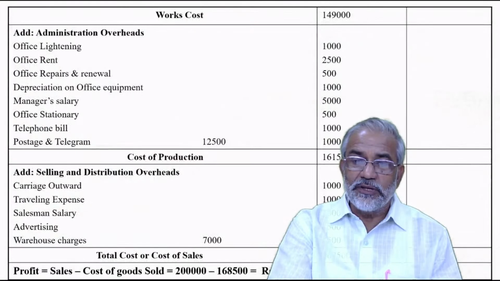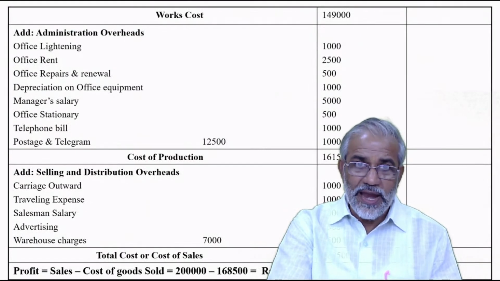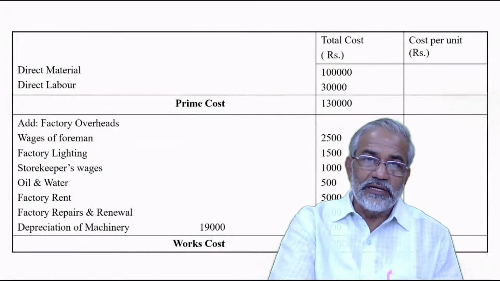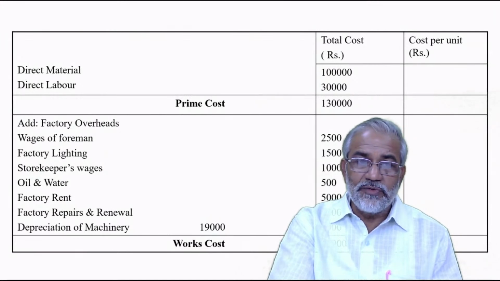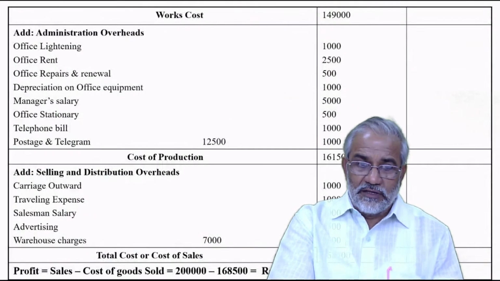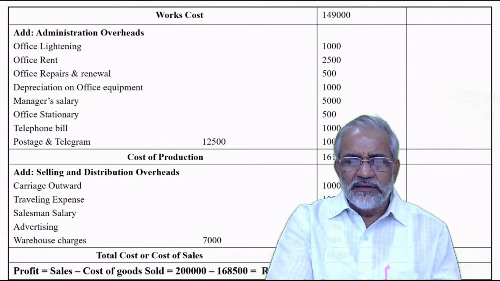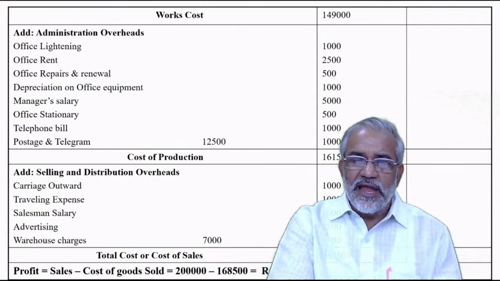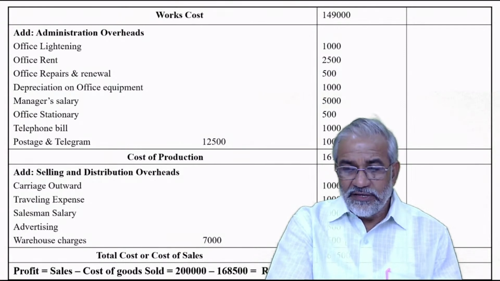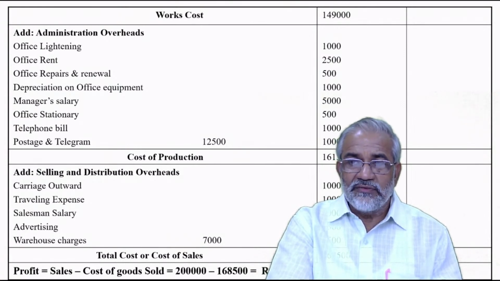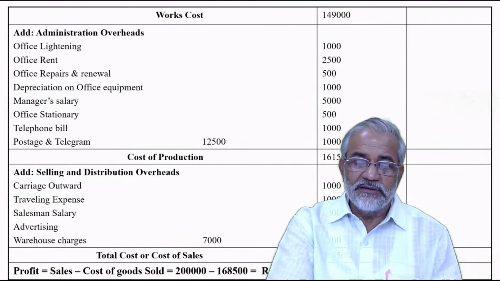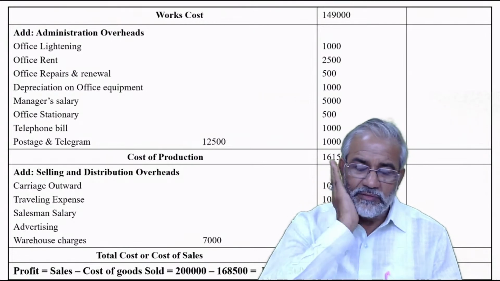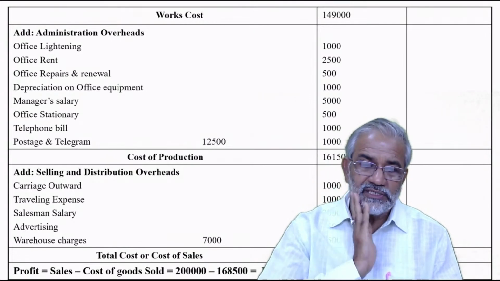And the cost per unit can also be prepared on the same components, the same elements of cost, like prime cost, works cost, then cost of production and cost of sales. Here, since the unit figure is not given in the question, we cannot prepare the cost sheet for the purpose of unit cost.